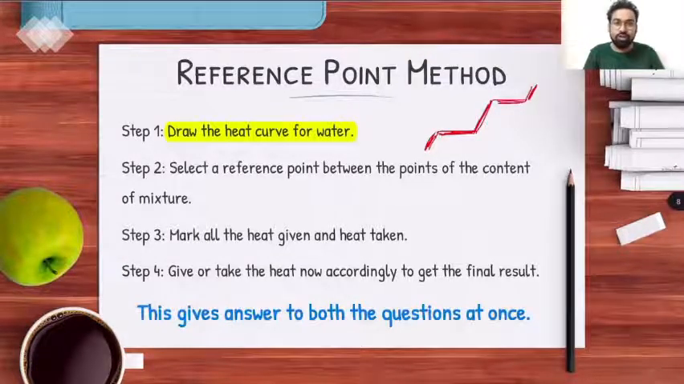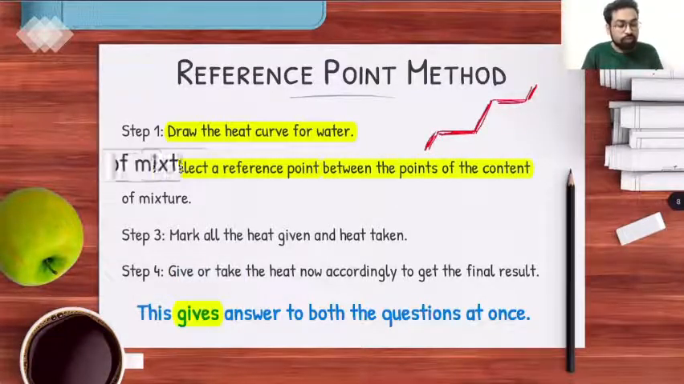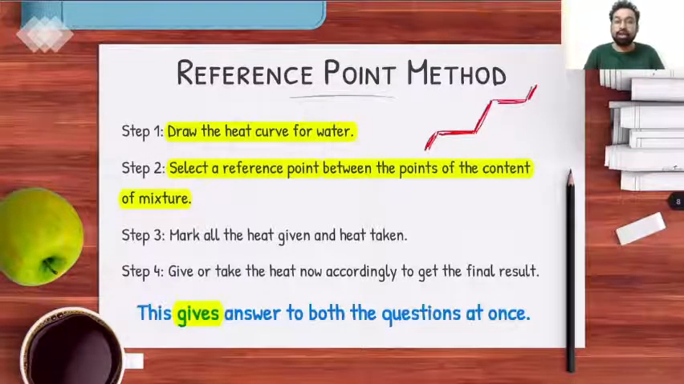What is the next point that you can take? The next point is that you need to select a reference point. Where exactly should this reference point be taken? This should be taken between the points of content of mixture. So that depends where exactly your contents were. Now I will come on to the explanation part of this process as well. So we'll take that up step by step in a little while. Let's read out the other two steps as well.